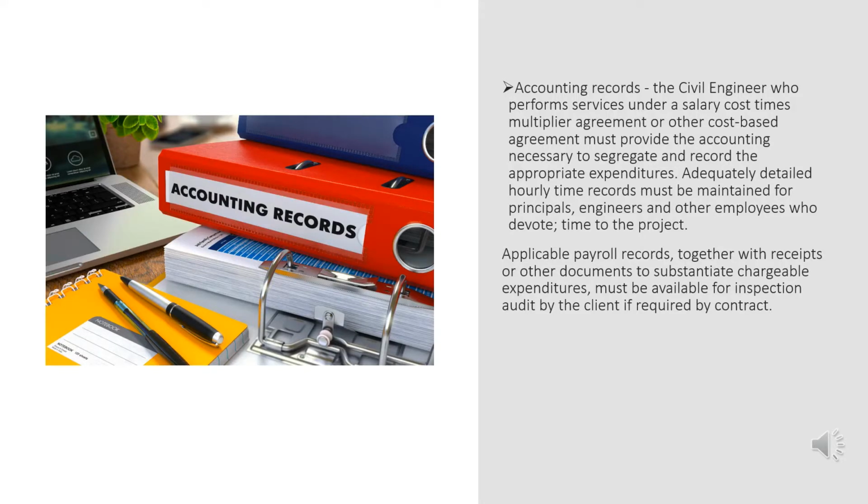Accounting records. The civil engineer who performs services under the salary cost times multiplier agreement or the other cost-based agreement must provide the accounting necessary to segregate and record the appropriate expenditures. Adequately detailed daily time records must be maintained for principals, engineers, and other employees who devoted time to the project. Applicable payroll records together with receipts or other documents to substantiate chargeable expenditures must be available for inspection or audit by the client if required by the contract.